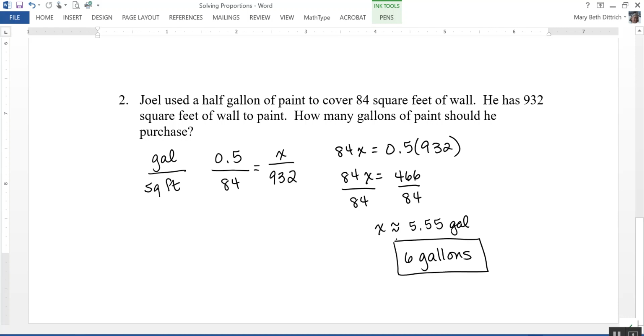So in this video, we took a look at how to solve a proportion. A proportion is an equation that states that two ratios are equal to each other, and the way that we solve this is by using cross products.